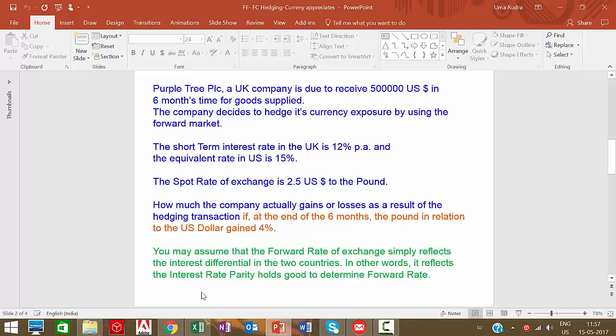Since the question is not giving the forward rate, it is telling us that we can assume the forward rate of exchange reflects the interest differential in the two countries. Which means interest rate parity theory holds good in order to determine the forward rate. Interest rates for the two countries are given, so we can calculate the forward rate after 6 months. But what happens after 6 months? The pound in relation to the US dollar gained 4%. Mind that the billing currency has not gained; the home currency gained.